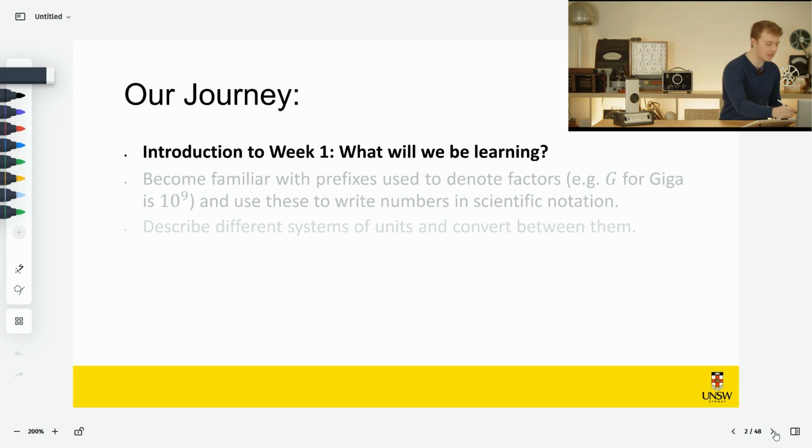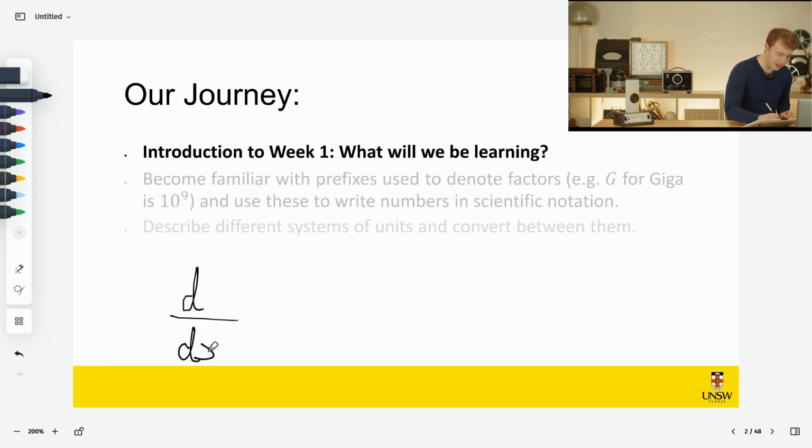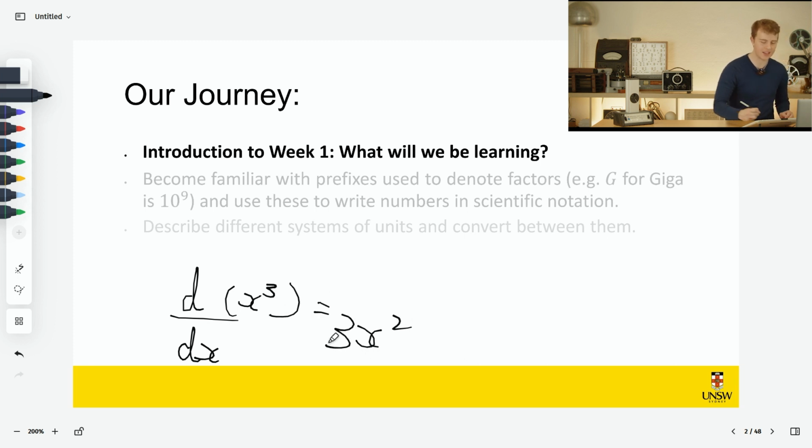If you don't know what that means, well, a derivative is like d/dx of x cubed equals, well, 3x squared, right? If that made any sense to you, cool. It's not going to be used. If that made no sense to you, don't worry. We're not going to touch it.